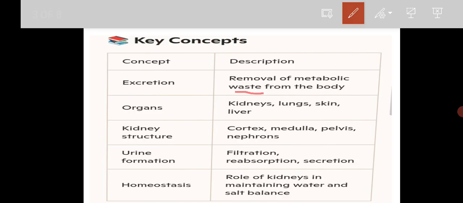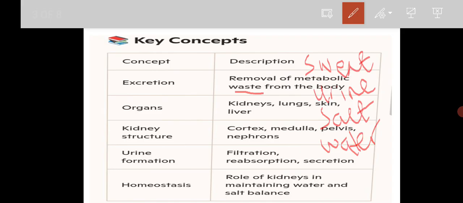Examples of such waste, there are many of them. For example, sweat. Urine. All these are examples of metabolic waste. Salts, even water. There are some reactions that produce water, and this water must be removed from the body. Uric acid, and many others. Take note that I have not mentioned feces among these, because the removal of feces from the body is not excretion, but egestion.